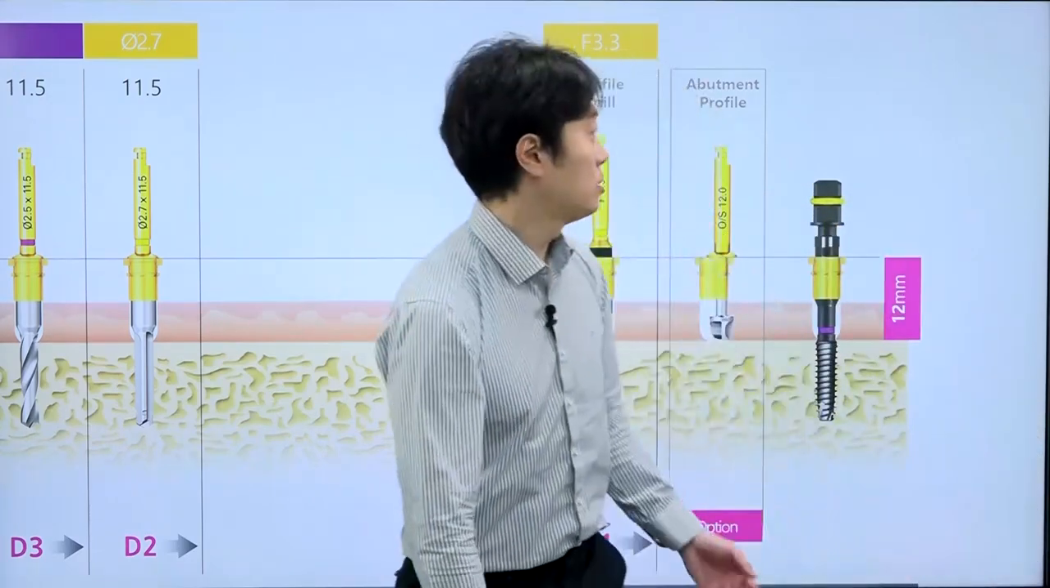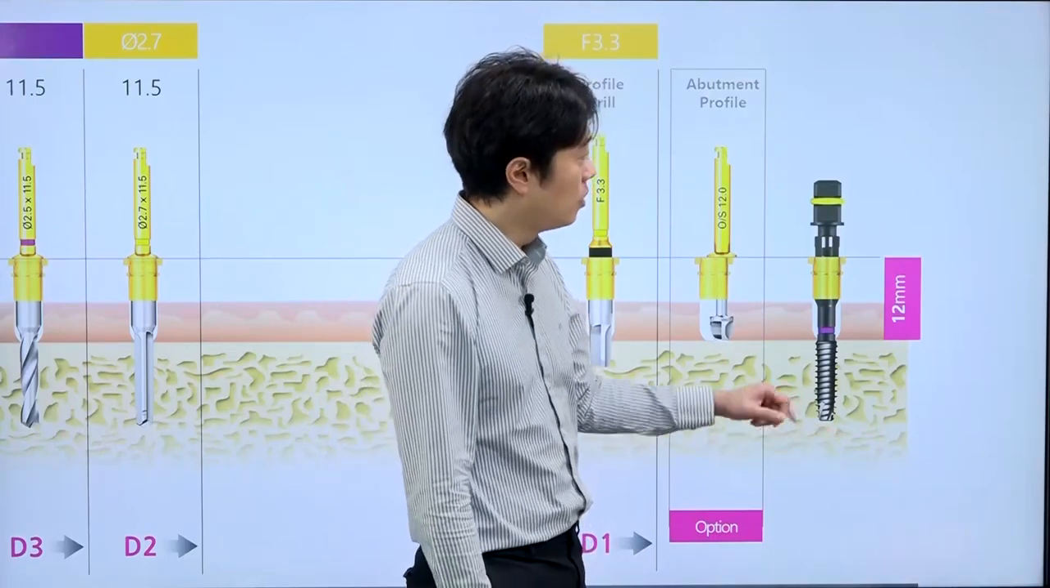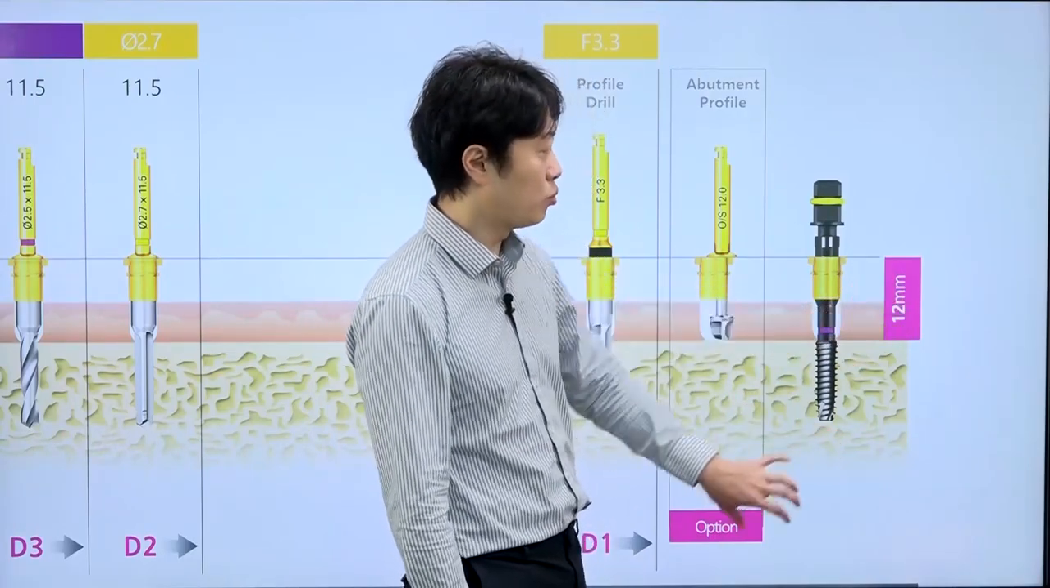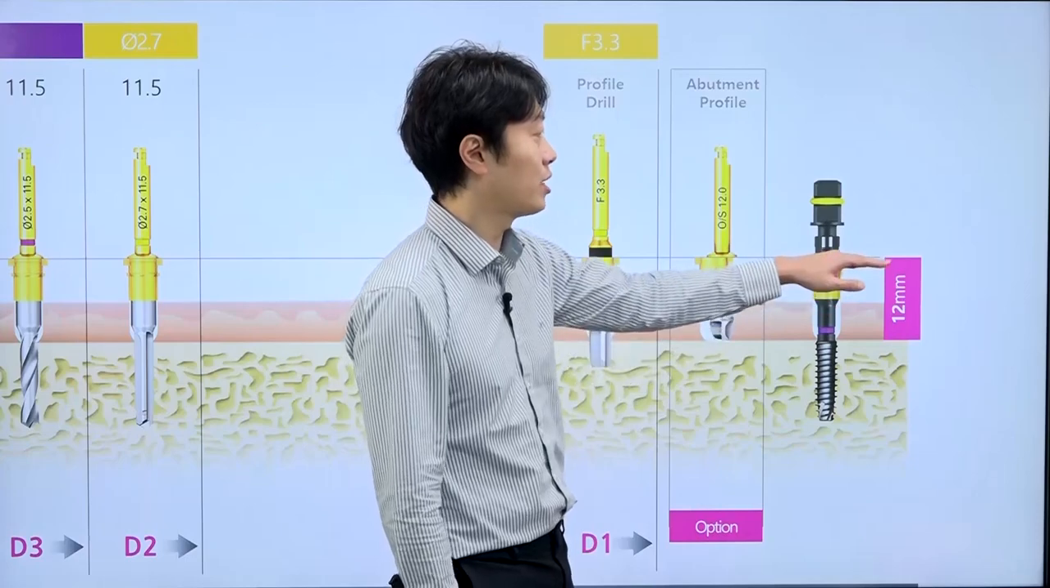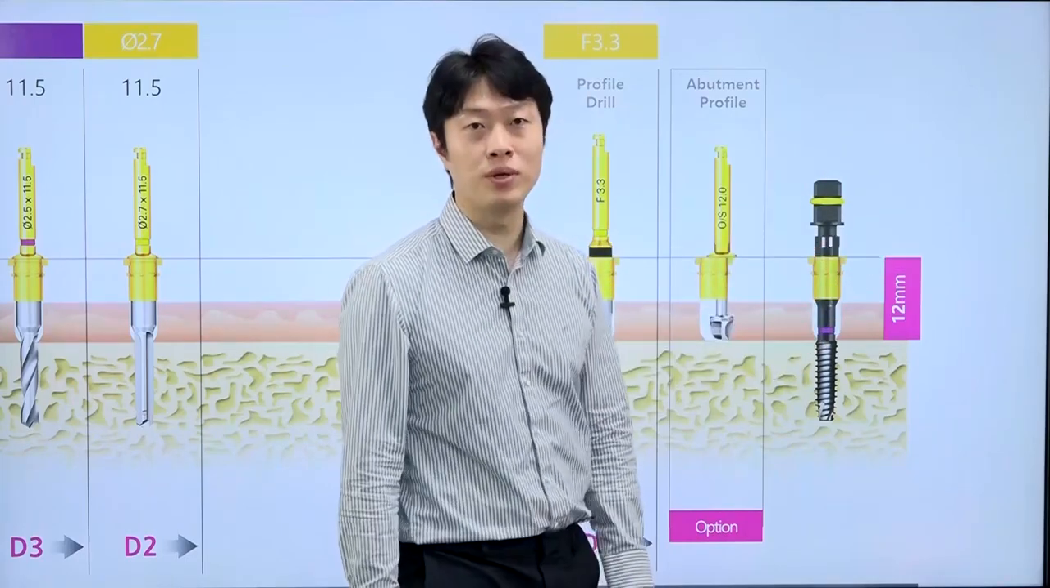And finally, use the implant connector to place the implant like this. As the default offset is set at 12 mm, place to the depth corresponding to the lowest line of the implant connector.